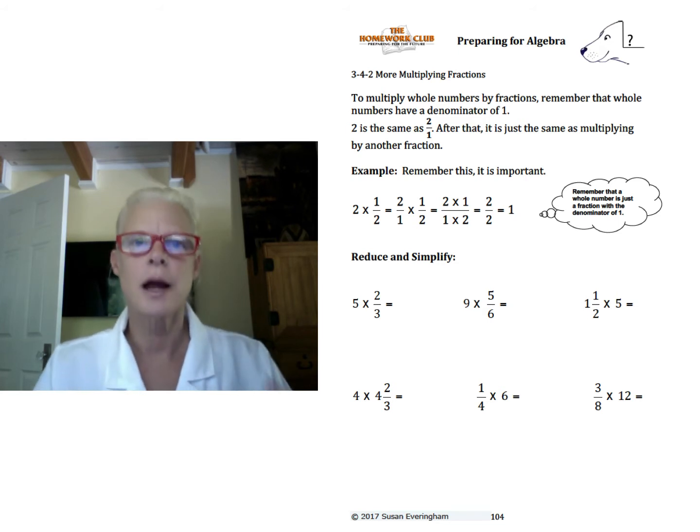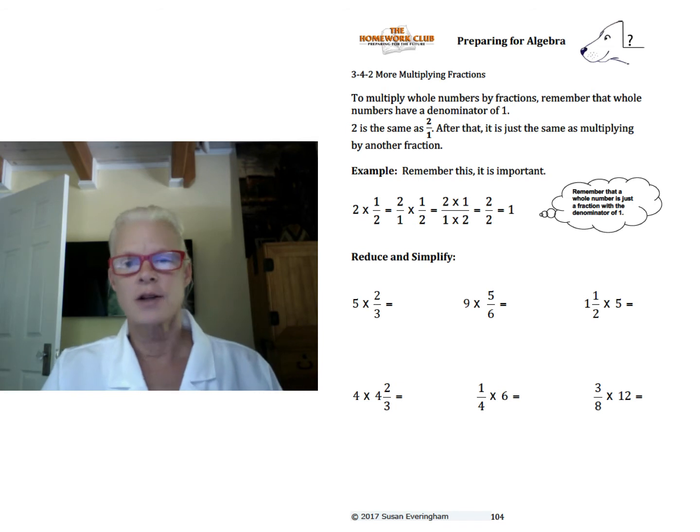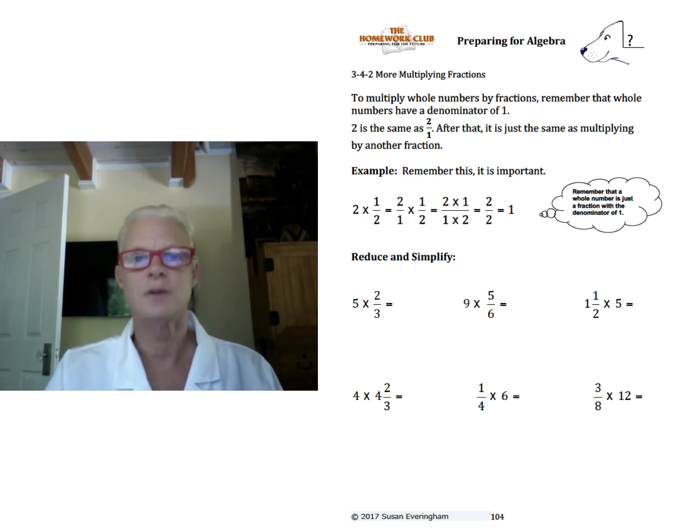So to multiply whole numbers by fractions, remember the whole numbers have that 1 as a denominator. 2 is the same as 2 over 1. After that, it is just the same as multiplying with any other fraction. So remember this is really important, okay? So 2 times 1/2, 2 over 1 times 1 over 2, right? 2 times 1 is 2, 1 times 2 is 2, equals 1. Any number over itself is 1.